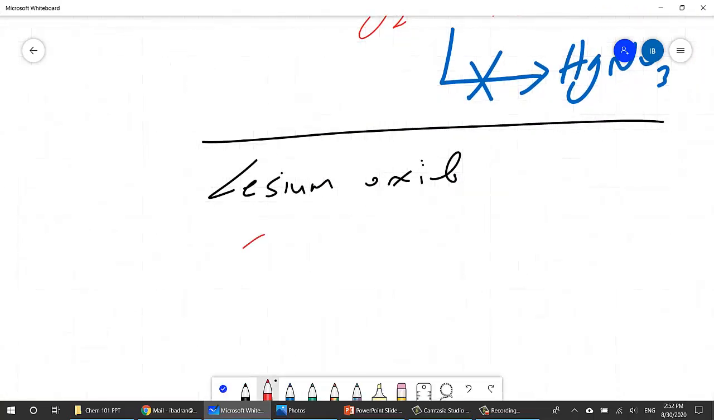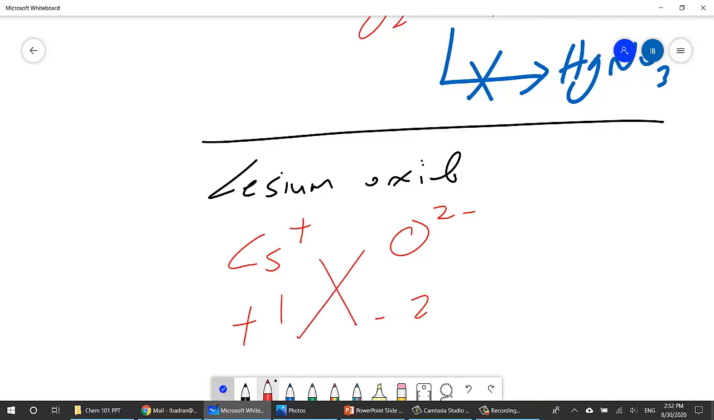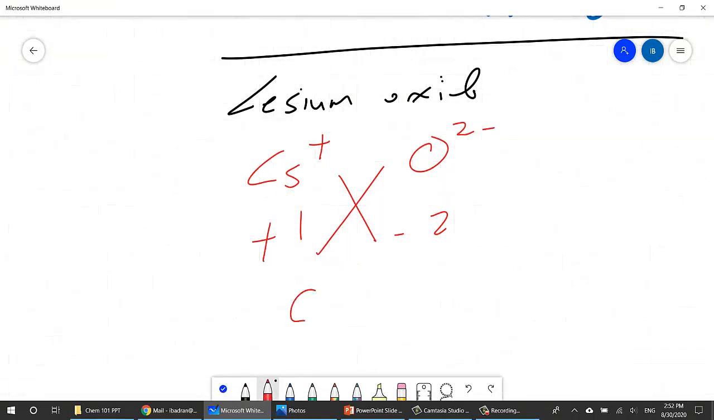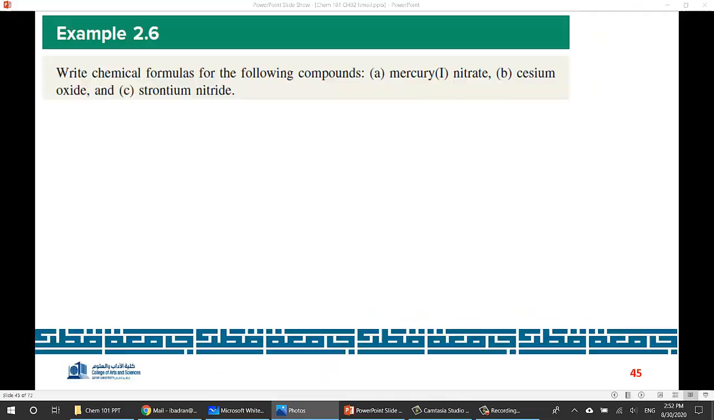So cesium is Cs+1. Oxide is oxygen 2-. When you cross multiply, this is +1, this is -2. You cross multiply like that, and you will find this to be Cs2O. That's cesium oxide. Beautiful. No di, no mono, because this is type 1. Cesium is group 1, so type 1.